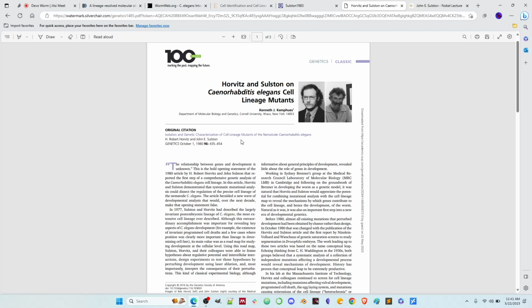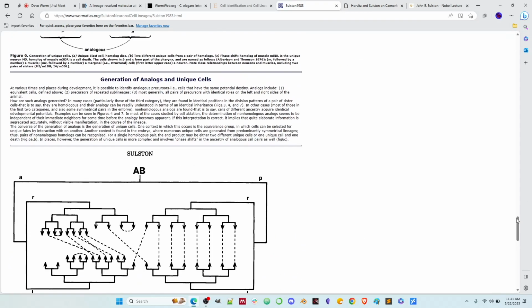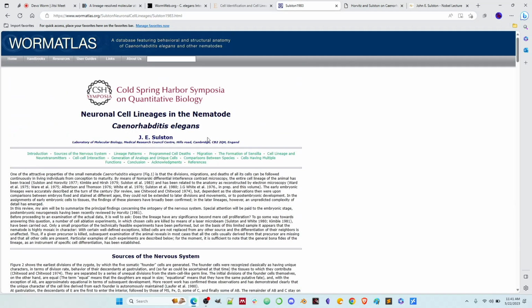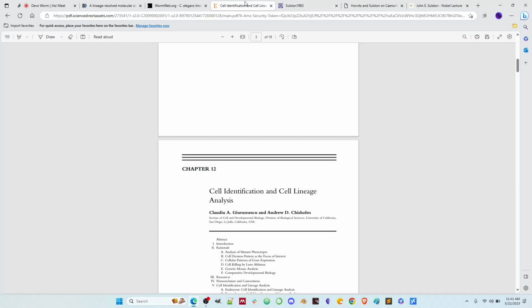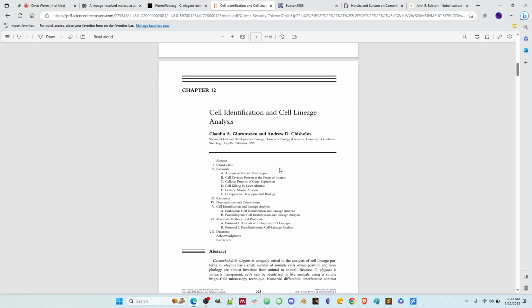And it's important, I think, that you get an appreciation for this. So this is from the journal Genetics, and I'll put this in the Slack channel for everyone. This is an article by Sulston. This is the neuronal cell lineages one. And then we have this paper on cell identification and cell lineage analysis. This is by Andrew Chisholm and Claudiu Geremescu.